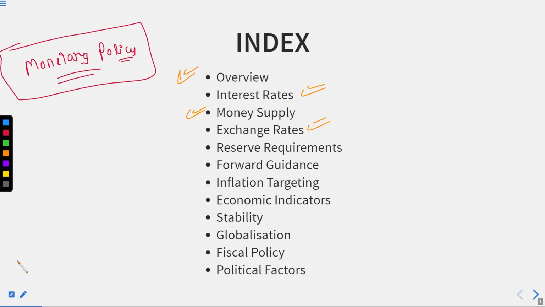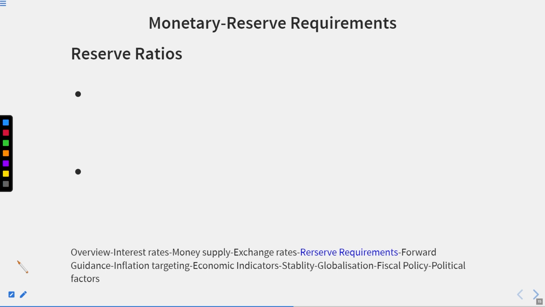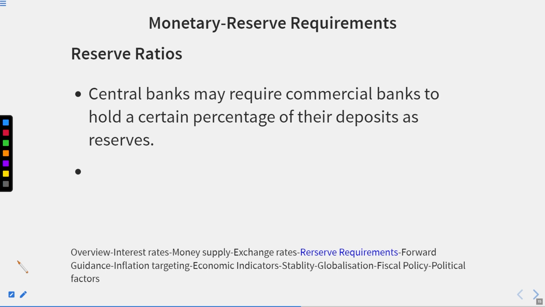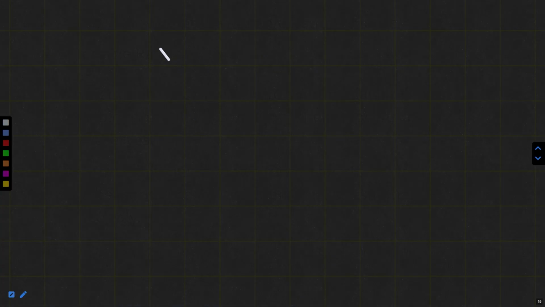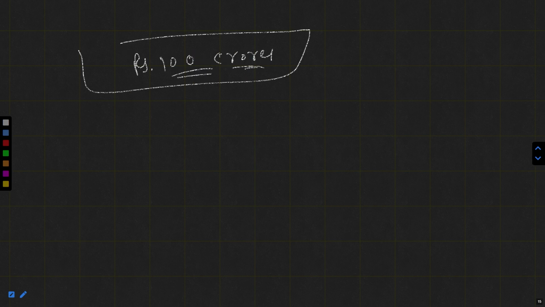Now let's start our journey with the reserve requirements. All right. So first we have the reserve ratios. Central banks may require commercial banks to hold a certain percentage of their deposits as reserves. Changing these reserve requirements can influence the lending capacity of banks and the money supply. All right, as we had discussed in the previous lecture. Let me give an example again, so that if you got a little bit confused in the previous lecture, right now you will get a clear-cut understanding of it.